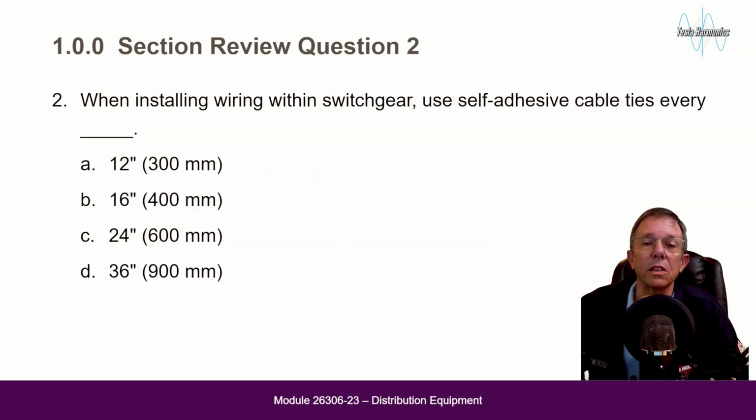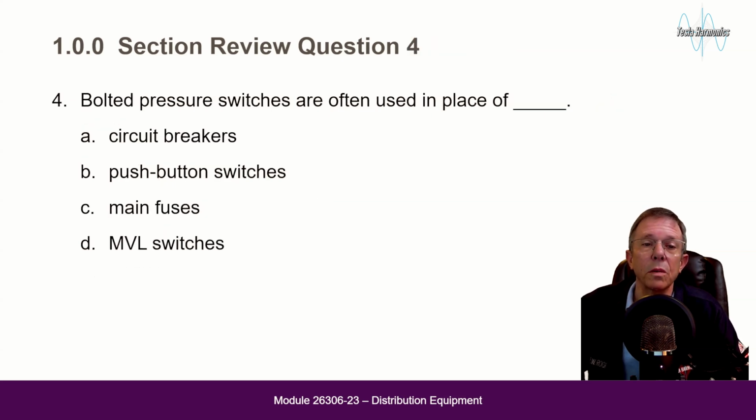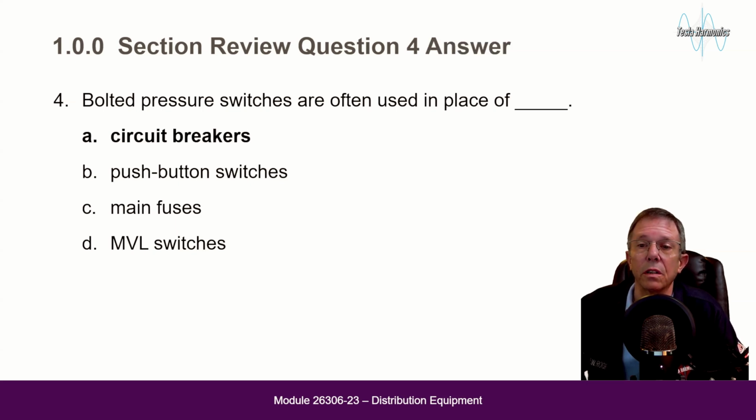When installing wiring within switchgear, use self-adhesive cable ties every 12 inches, 16 inches, 24 inches, or 36 inches. That's going to be A, every 12 inches. The maximum voltage that a piece of equipment can withstand is known as its interrupting capacity, basic impulse level, current limit, or frequency. That's going to be B, basic impulse level. Voltage pressure switches are often used in place of circuit breakers, push button switches, main fuses, or MBL switches. That's going to be A, circuit breakers.